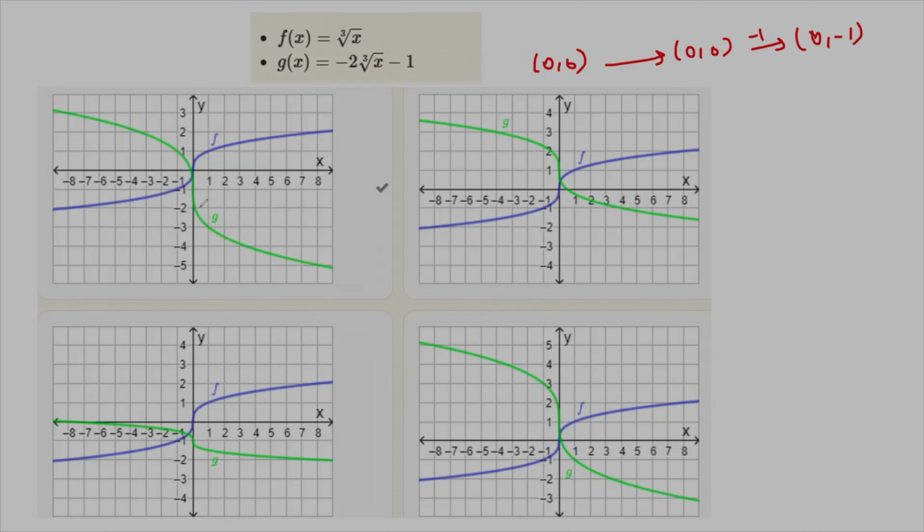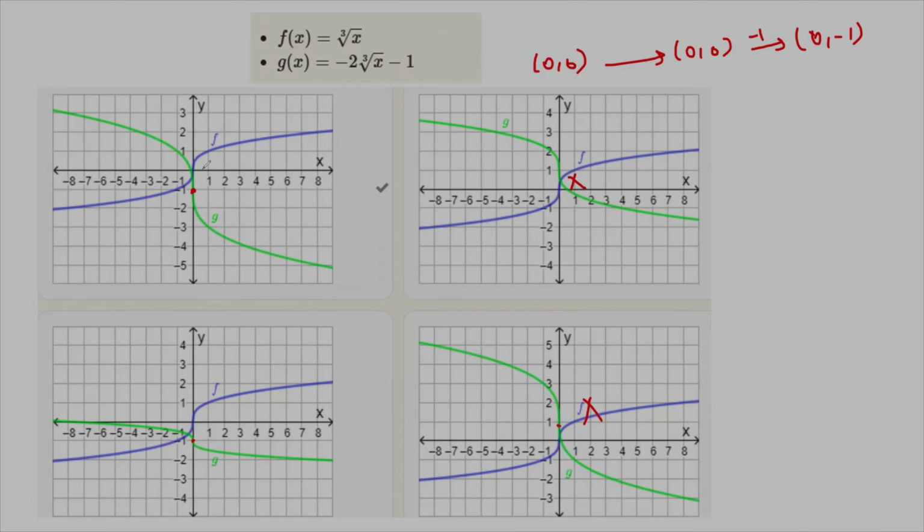Now let's check whose center is 0, comma negative 1. It has center 0, comma negative 1. It doesn't have 0, comma negative 1. It also has 0, comma negative 1. So this could be possible. And this has 0, comma. So these two are out. Now out of these two, we'll take one more point.